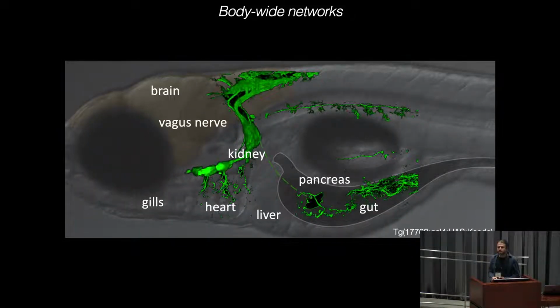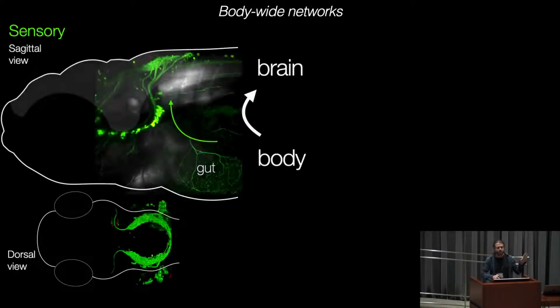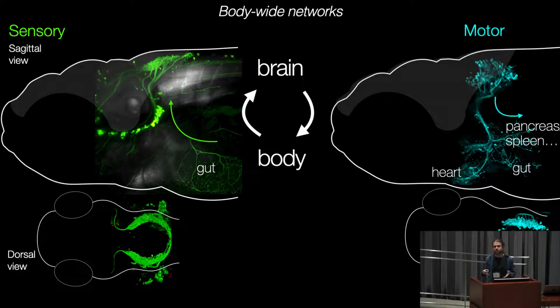This is the vagal sensory system in larval zebrafish that you heard about in the previous talk in mammals. Zebrafish also have this system here. You see the vagus nerve, the nodose ganglion, that connects various organs, such as the gill, heart, liver, pancreas, gut, kidney, to the brainstem. This is another view of the sensory vagus. This is the motor vagus that is able to influence the dynamics and physiology of organs being controlled by the brain.